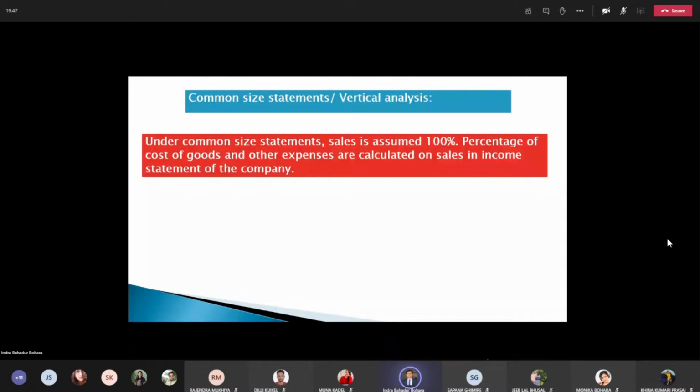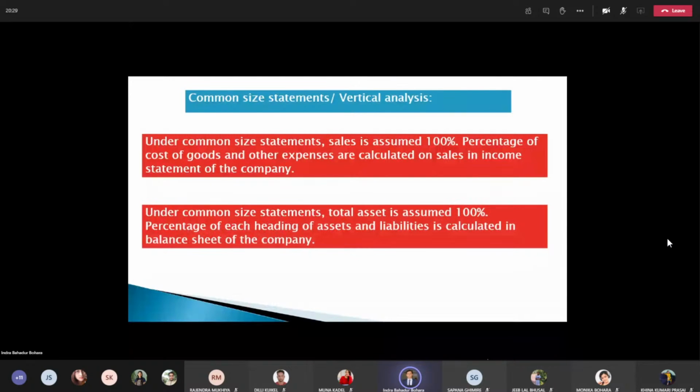And I had already told you that under vertical analysis, sales is assumed as 100% in the income statement, and total assets are assumed as 100%. Then the portion of different components like cost of goods sold, other expenses, percentage of cost of goods sold, other expenses are calculated on sales. Then that percentage of each and every component of the income statement is compared to other companies of the current period, or compared to the past. Then increase and decrease will be analyzed.